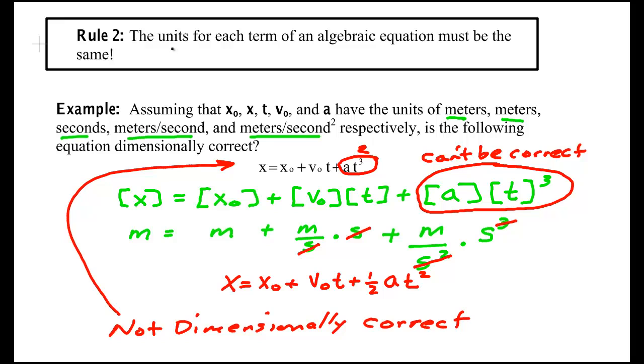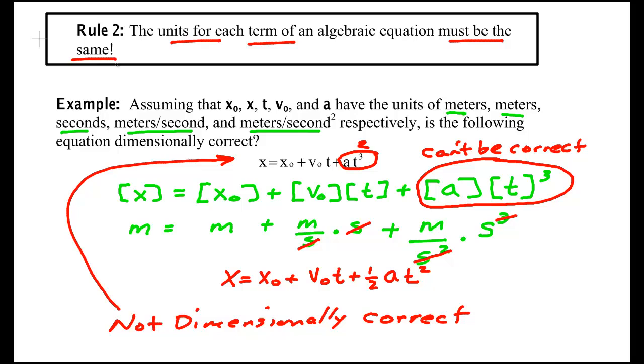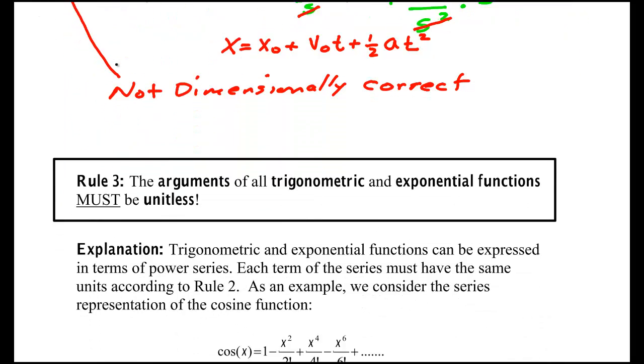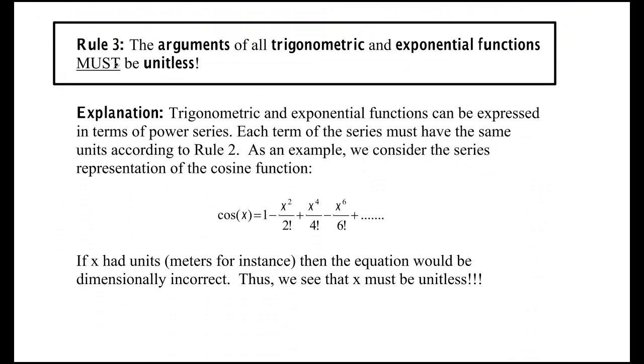So, units of each term must be the same. What if you have 1 in hours and 1 in seconds? Then you've got to convert them all to the same thing. All right. Arguments of all trigonometric and exponential functions must be unitless.